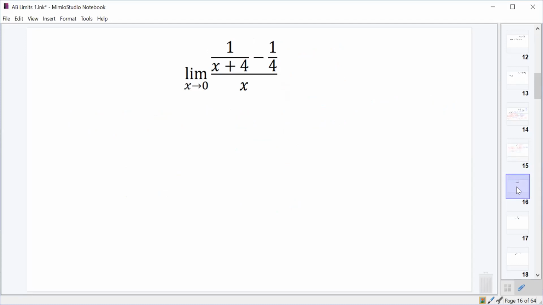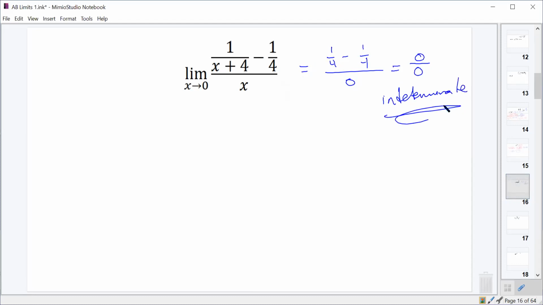All right, here we go. We got another one. The limit as x approaches 0 of 1 over x plus 4 minus a 4th, all over x. What should we do first? What should we always do first? Plug in the 0. Plug in that a value. 1 4th minus a 4th over 0, which is 0 over 0. So this is indeterminate.